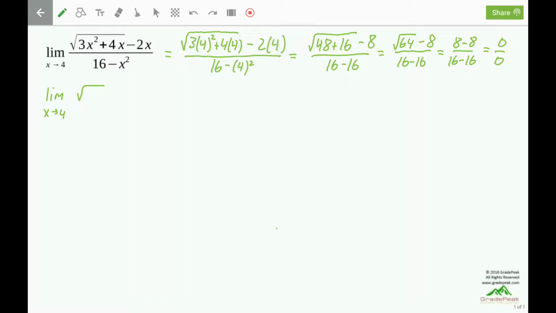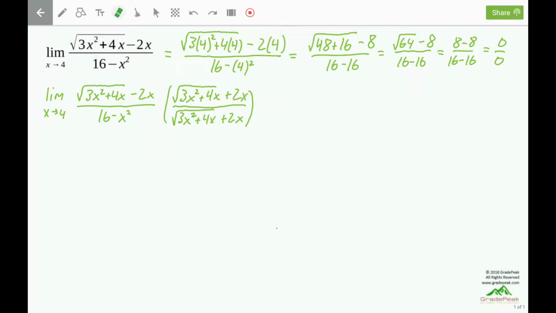So we're going to take this original limit, which will be the root of 3x squared plus 4x minus 2x divided by 16 minus x squared, and we're going to multiply this by the conjugate of that root combination, which will be the same two terms in the root combination but with the opposite sign between them, so it'll be a plus between them. And we're going to put one in the numerator and one in the denominator, so that we're multiplying by a form of 1, which does not change the value, just the look of the expression.